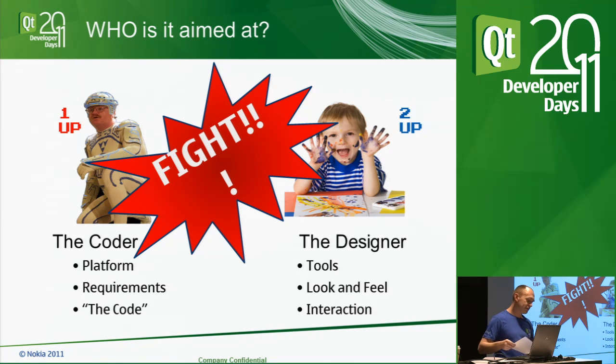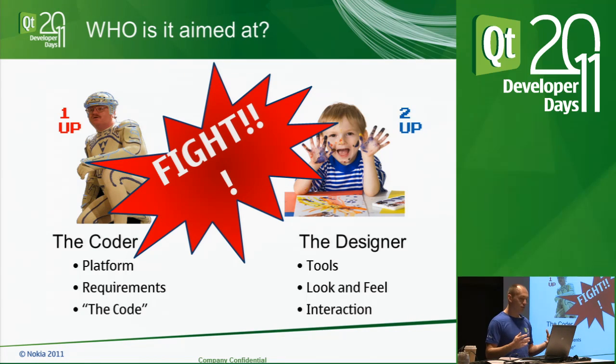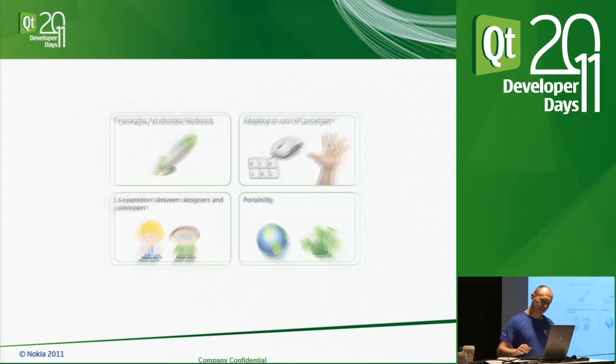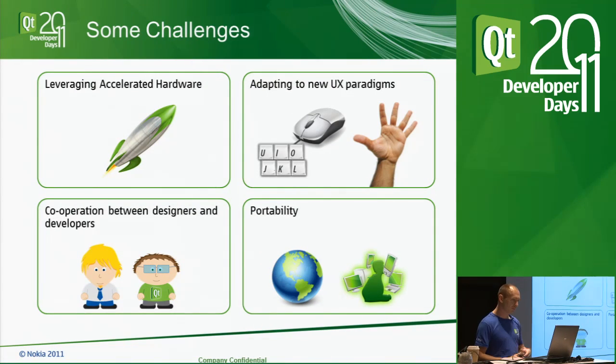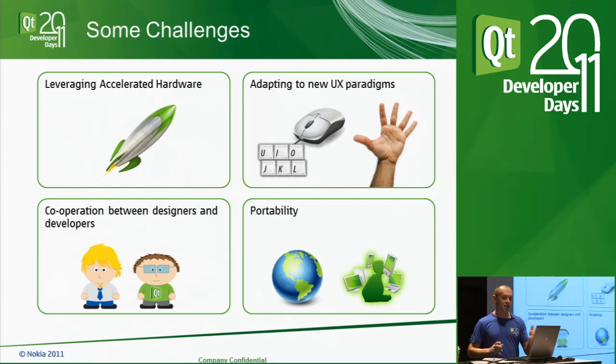Now, thankfully, that happened a long time ago, and the two groups are getting closer and closer together. So ultimately, what we want is to bridge this divide. And there are challenges in bridging this divide 100%. Now, I've stolen this slide wholesale from our marketing people. But it's really relevant to 3D, particularly accelerated hardware.